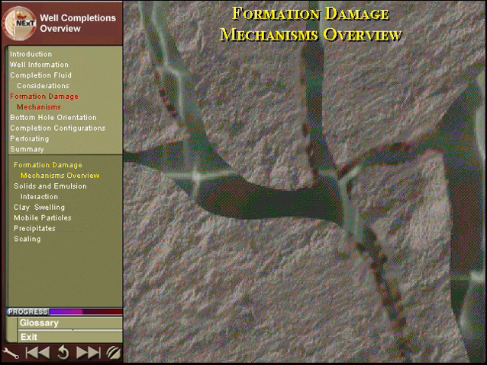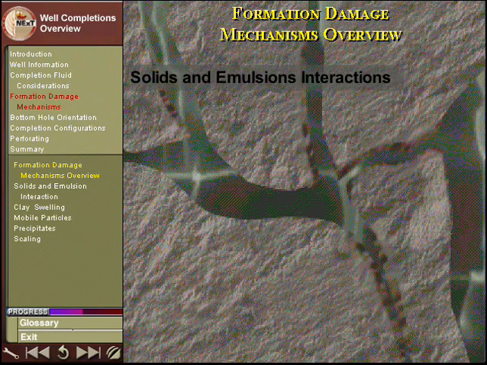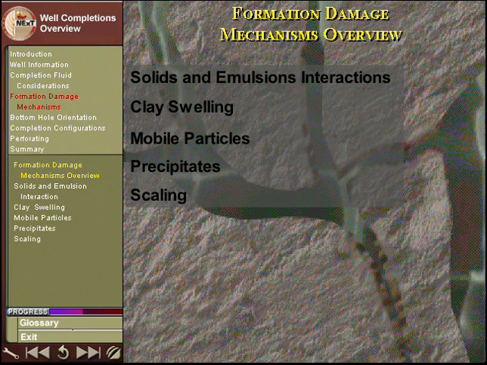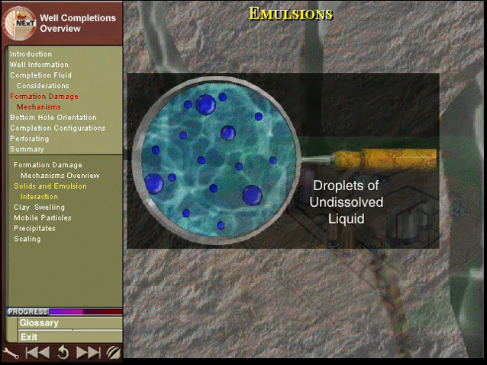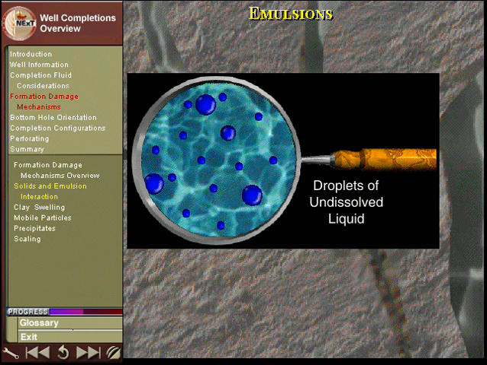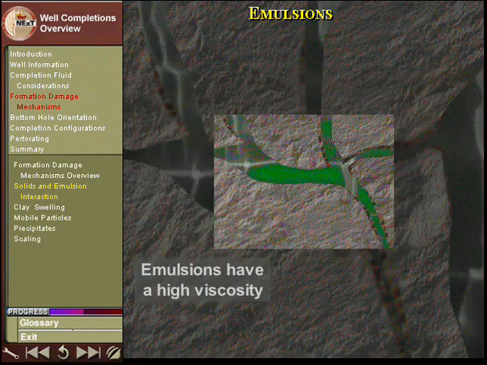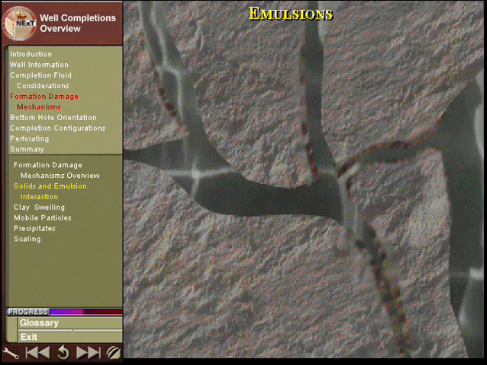In the previous section, we learned that the most important objective of completion fluid is to minimize formation damage. Here are some important damage mechanisms and their causes that can influence the design of the completion fluid. Emulsions occur when two immiscible fluids come into contact with one another. Emulsions are highly viscous and act to clog pore space. This reduces the effective flow of reservoir fluids to the wellbore and is therefore a form of damage.